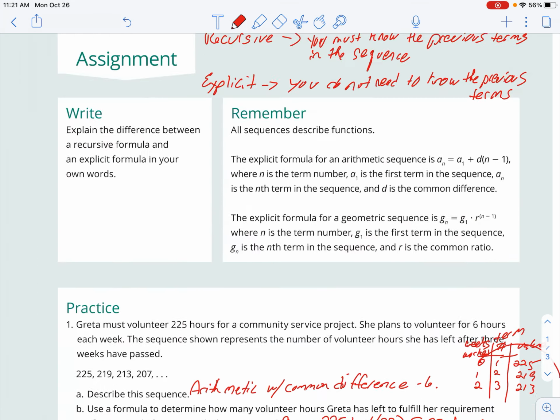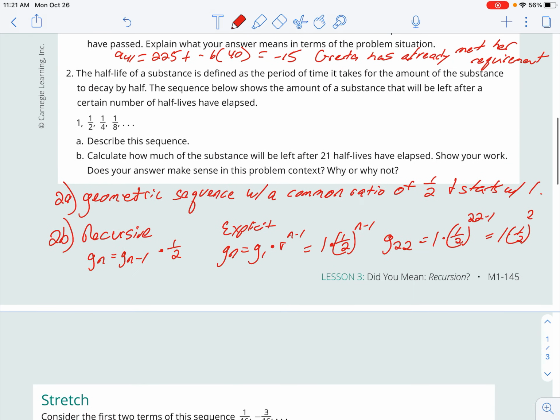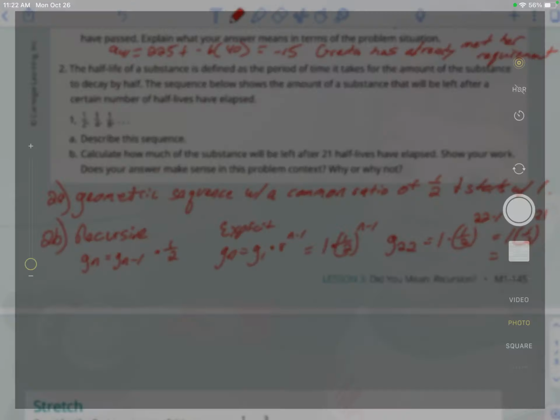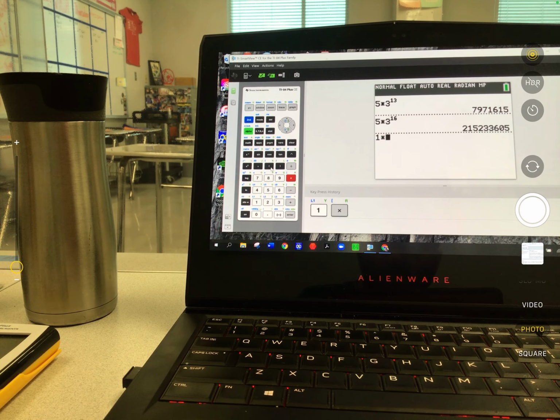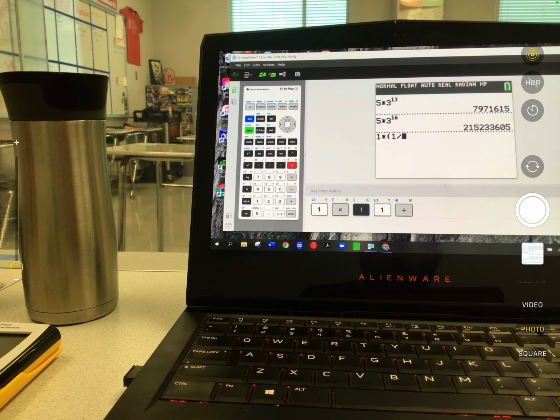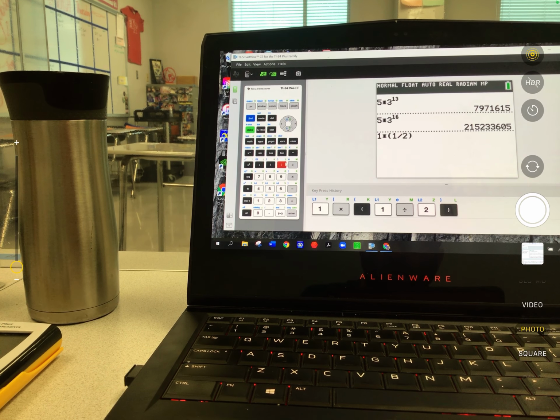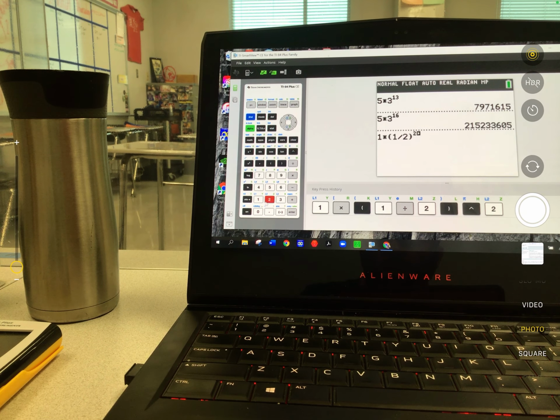So now I go to my calculator. Now I'm going to do 1/2 to the 21st times 1. So we've done that before. When I do 1/2 to the 21st, I will go ahead and show you on my calculator here. So 1 times parentheses for a fraction. We've done fractions before. I use the division key to the 1/2, or 1/2 to the now 21st.